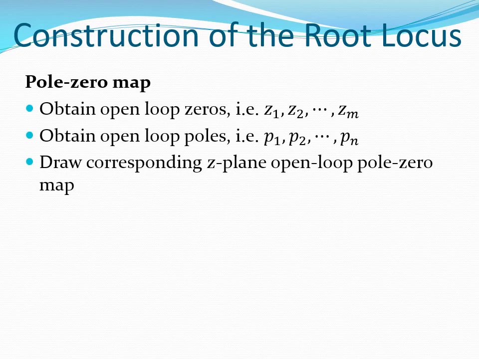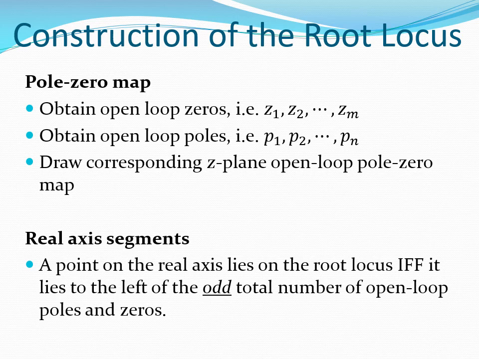Let's go through the steps that are followed when constructing the root locus. The first step is to plot the open loop pole zero map. Obtain the open loop zeros and the open loop poles from the open loop TF of the root locus problem and place them on the z-plane.